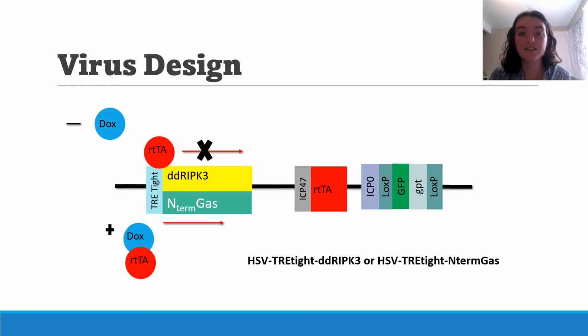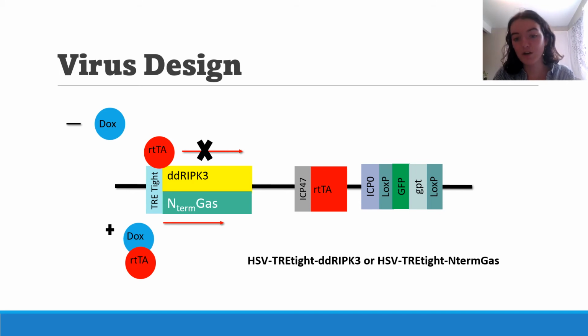The virus was designed to have an inducible promoter, TRE type, which is driving the expression of the pro-cell death protein, which in this case is RIPK3 for necroptosis and NGAS for pyroptosis. rtTA is also being expressed in the cell. When there is an absence of doxycycline, the rtTA binds to the promoter and the cell death protein is not expressed, but when doxycycline is added to the system, rtTA binds to it, and the promoter is free to express the cell death protein and cause cell death.